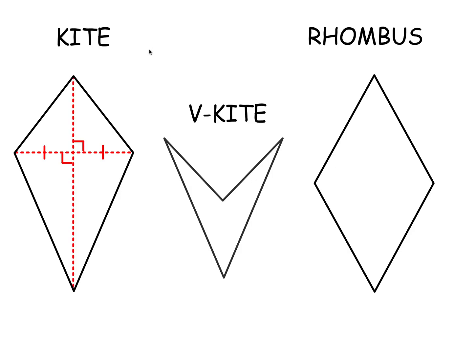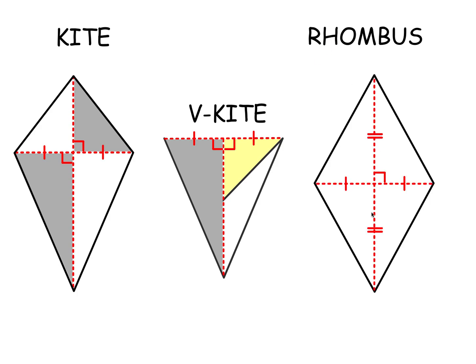Kites: draw the diagonals in, they make a right angle. One of the diagonals is halved. We've got two different sizes of right angled triangles. Similarly, a V-kite, one diagonal is extended to meet the other, making a right angle. One diagonal is halved. We've got two different sizes of right angled triangle. A rhombus is a kite. The diagonals halve each other at 90 degrees. And we get a right angled triangle. We can apply Pythagoras. If we know two sides, we can work out the third.